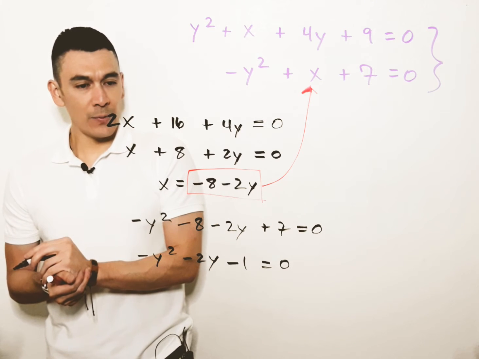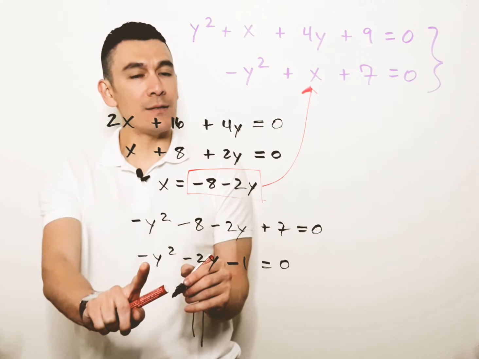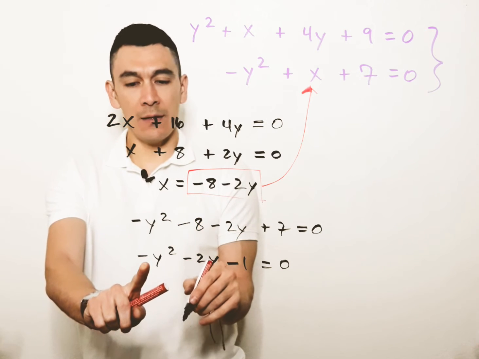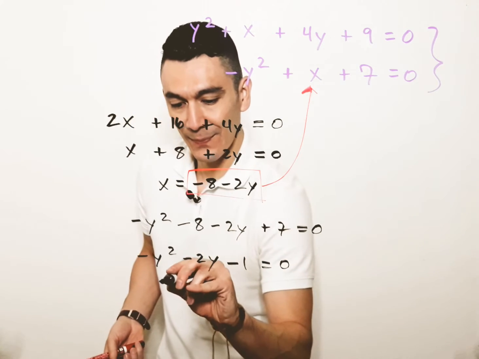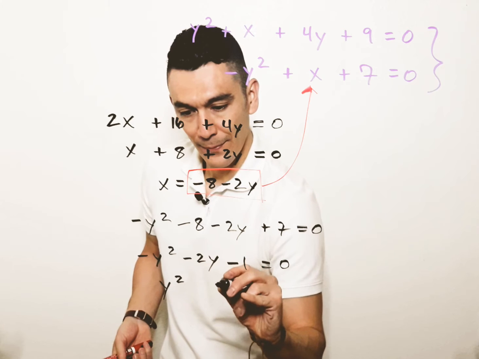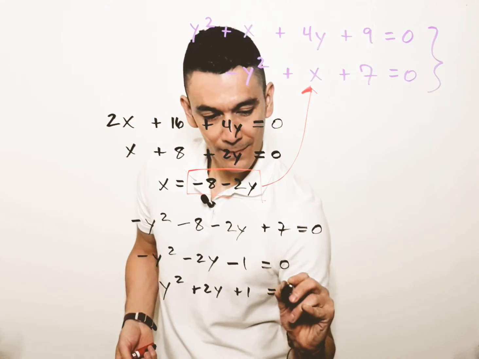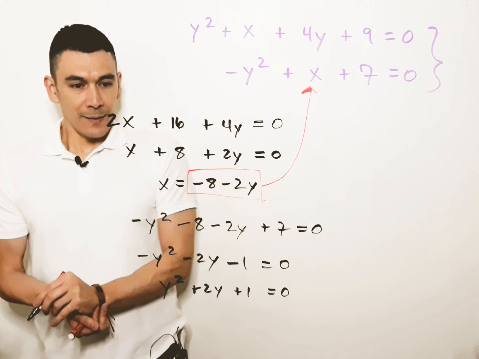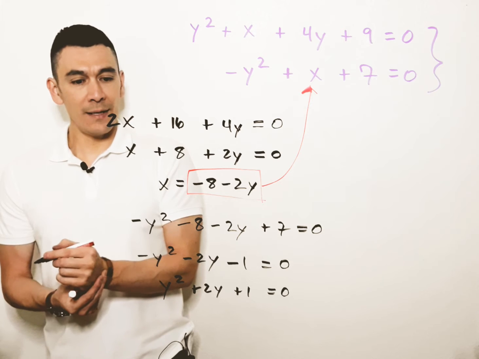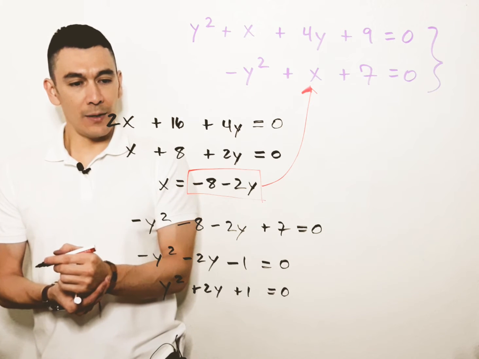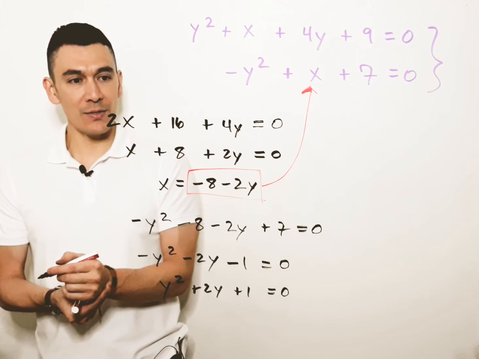And then what else would we have? Well, we want this term here to be positive. So let's divide everything by a negative 1. Okay, and this can actually factor quite nicely. Couldn't this factor down so that it would say y plus 1 times y plus 1?